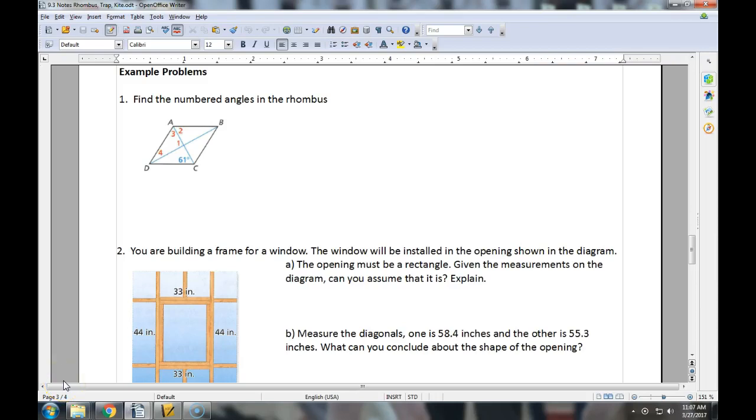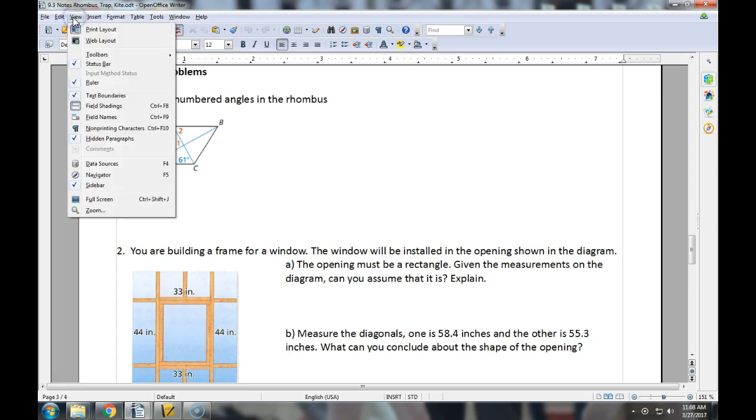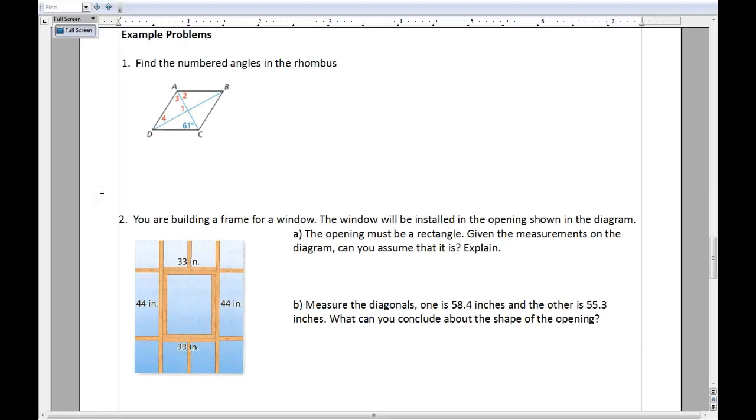Alright, 9.3 video notes. I'm jumping into the sample problems, the example problems on the notes, and not doing the properties because we spent time in class, and I'm giving you a little chart that summarizes all those properties. So I want to really get into actually solving some problems. We're going to use the properties and apply them to get some numbers and get some answers here. So let's jump into number one.